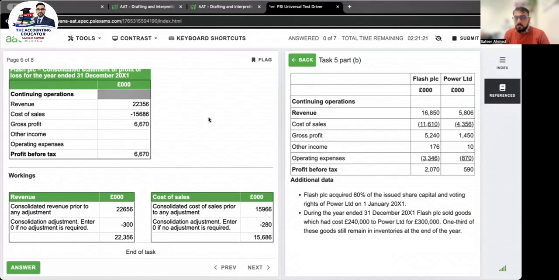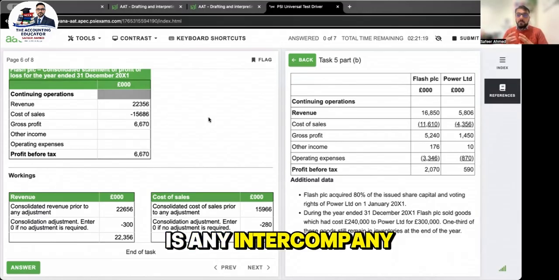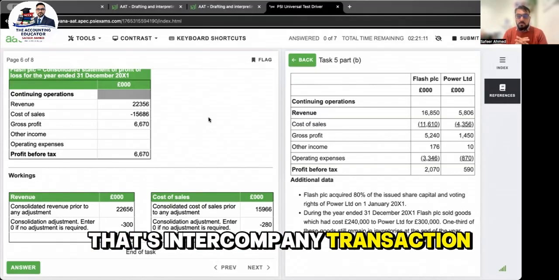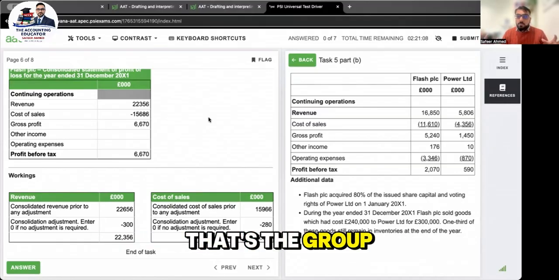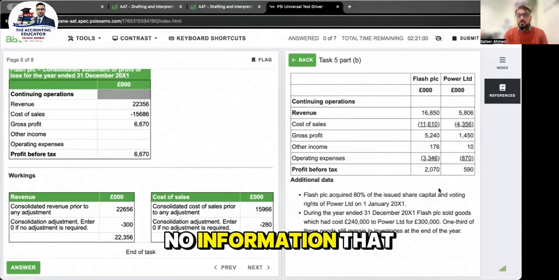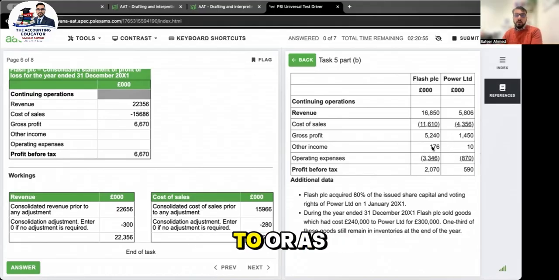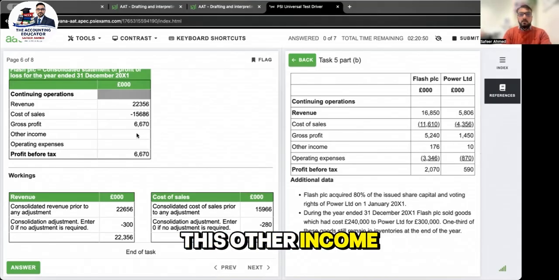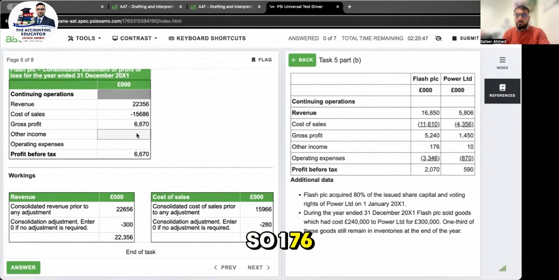Now, other income. If there is any intercompany dividend and they have recorded it as other income, we must remove the effect of that. Again, that's an intercompany transaction, that's a group transaction, in other words, a related party transaction. But in this case, there is no information that any of this other income is a result of intercompany dividends. So we will be adding it here: 176 plus 10, that gives you 186.